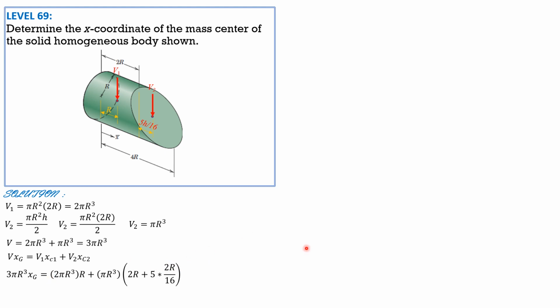So from there, we can solve for xg. So 3 pi r cubed equals 2 pi r to the fourth plus 21 over 8 pi r to the fourth. So cancel pi r cubed and solve for xg in terms of r. So xg is equal to 37 over 24 of r. So that's it for this level 69 problem.